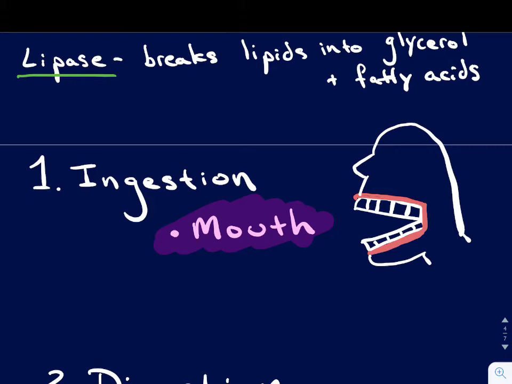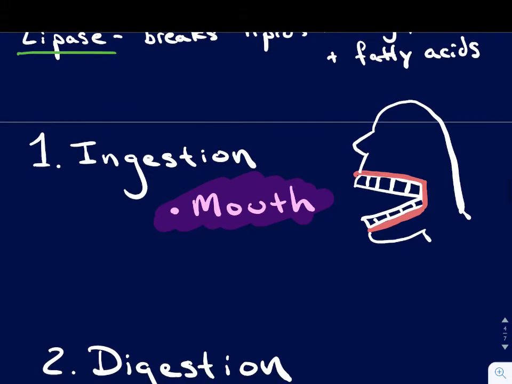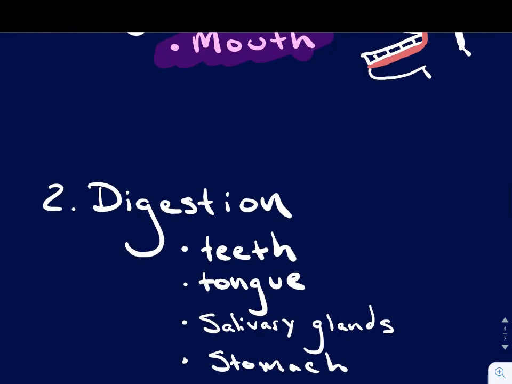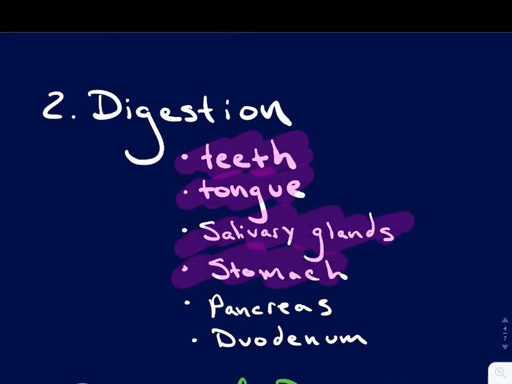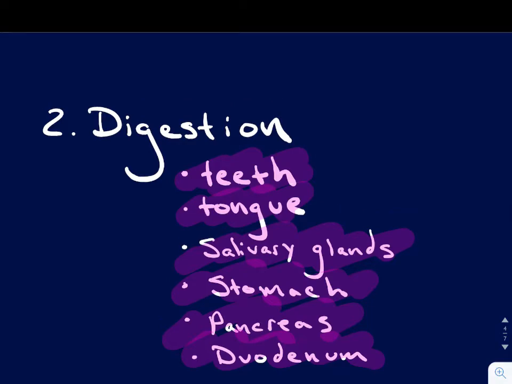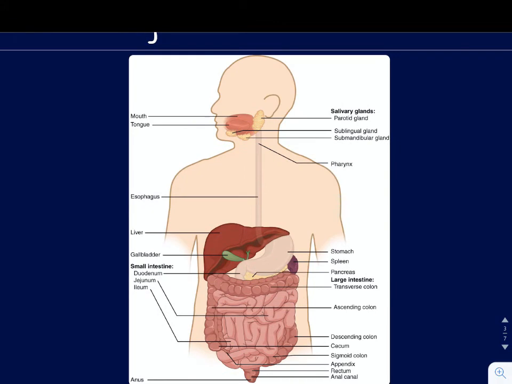But almost immediately, you're going to get into the second stage of the digestive system, which is digestion. The organs responsible there: you have your teeth, your tongue, salivary glands, stomach, and then later on you have your pancreas and this thing called the duodenum. That's a lot to just kind of spit out like that, so we're going to follow along with the diagram. So let's go back up here.